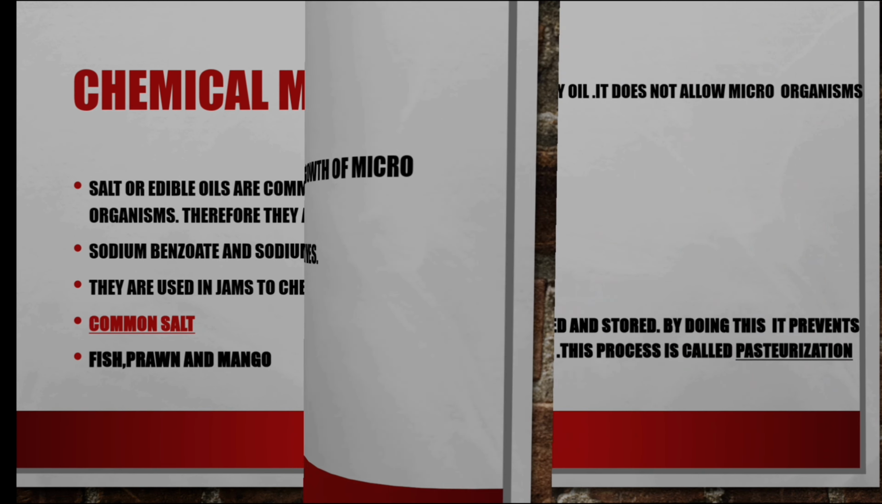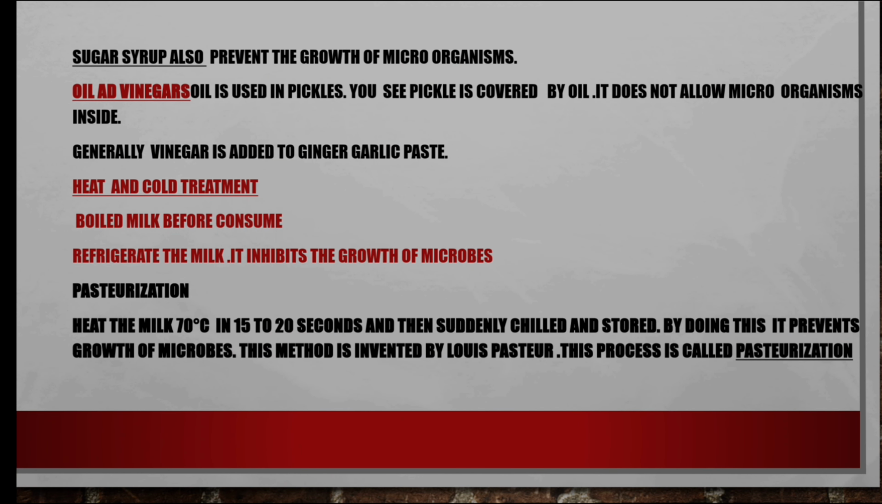Next, sugar syrup also prevents the growth of microorganisms. Oil and vinegar are used in pickles. You see, some pickles are filled with oil on top. That oil does not allow microorganisms inside. Next, vinegar is added to ginger garlic paste to avoid its spoilage.